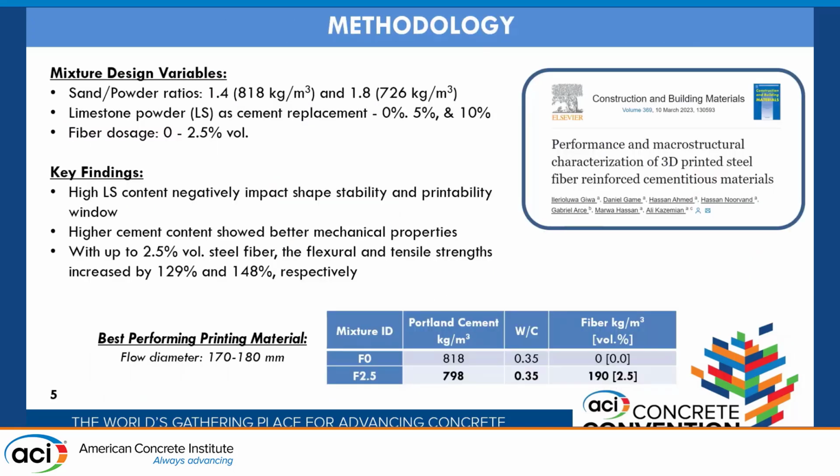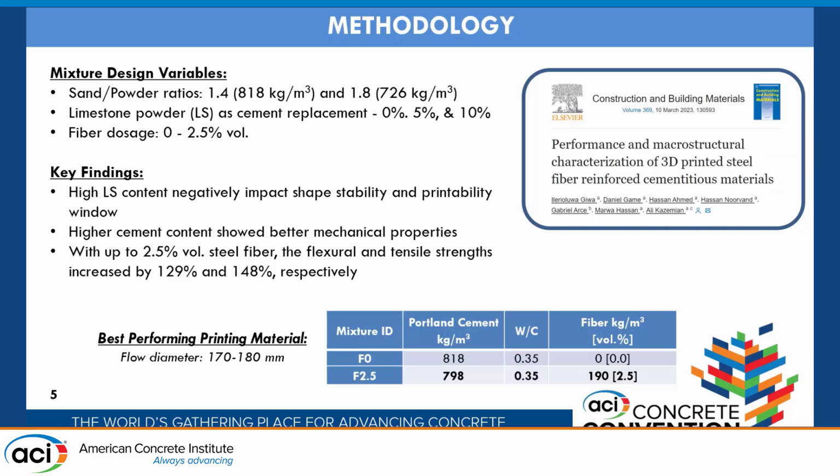As the printing material used in this study, we have tapped into the findings from the first part of this project, where we evaluated how different mixture design strategies can impact your printability and also your mechanical properties. And the key finding was that at very high dosages of fiber, we were able to significantly increase the flexural strength and also the tensile properties by up to 129% and 149% respectively.